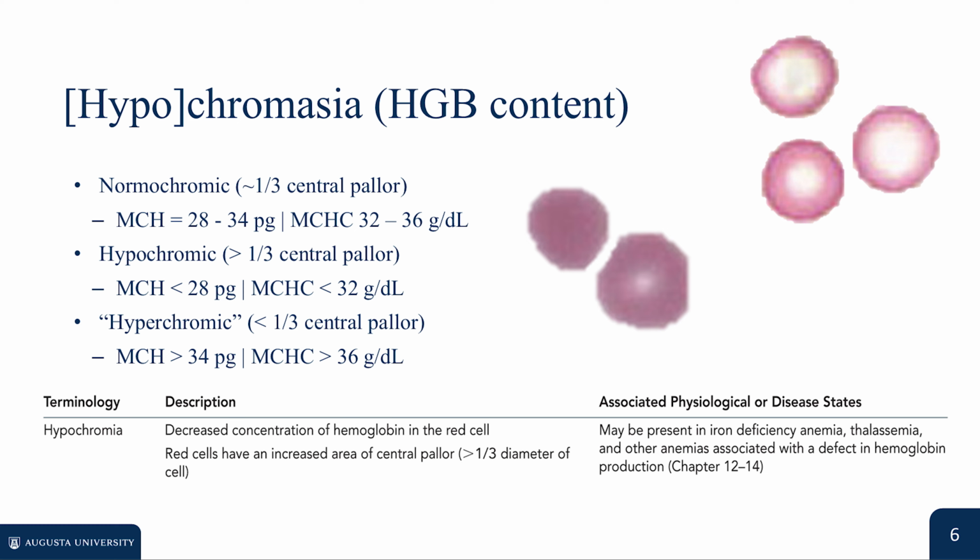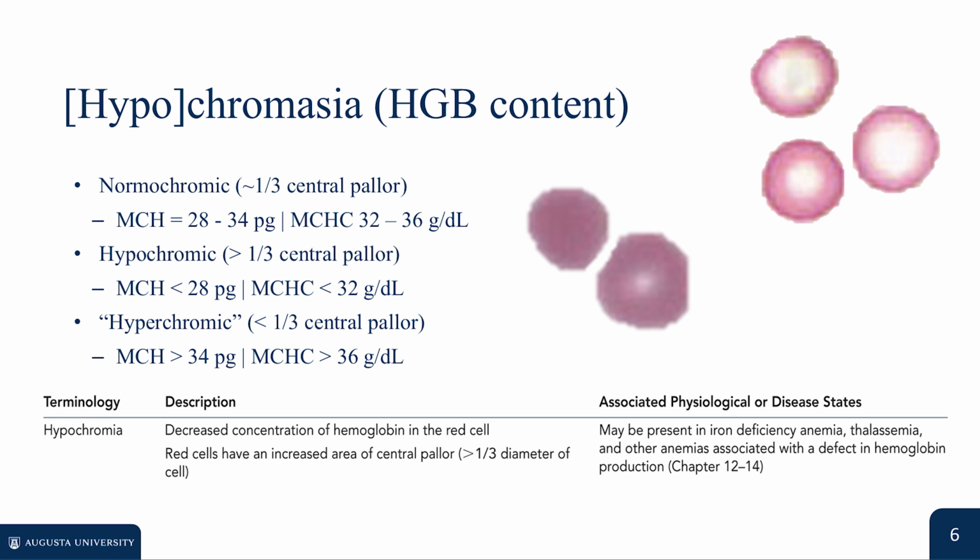Conversely, hypochromic cells feature an expanded central pallor that takes up significantly more than 1/3 of the cell diameter. This microscopic appearance correlates with an MCH below 28 picograms and an MCHC below 32 grams per deciliter. Hypochromasia is a classic hallmark of disorders characterized by defective hemoglobin synthesis. Common clinical etiologies include iron deficiency anemia, or IDA, various forms of thalassemia, and other disruptions in heme or globin production pathways. On the opposite end of the spectrum, we observe cells described visually as hyperchromic or dense spherocytes.